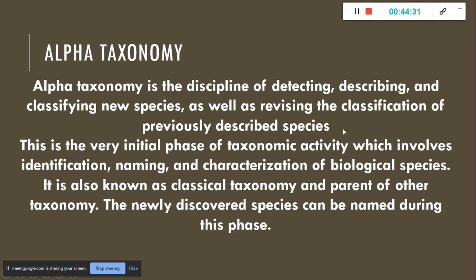So you see a species. This is the very initial stage. First you see a new animal, say you see something like a dog. First thing, you identify the dog, that is, detect the dog. Then you describe the dog, what are the characteristics of the dog, and then you give a name to the dog. So it involves identification, naming and characterization. First identify, give a name, and then write some characters, that is describing. And so you have finished your alpha taxonomy. Alpha taxonomy does only this part.